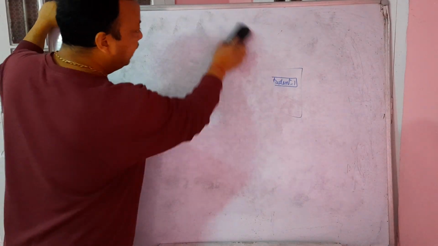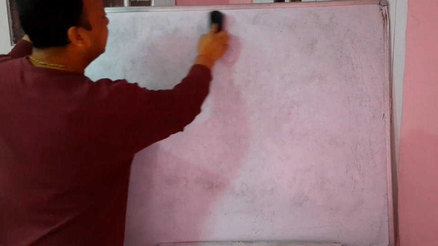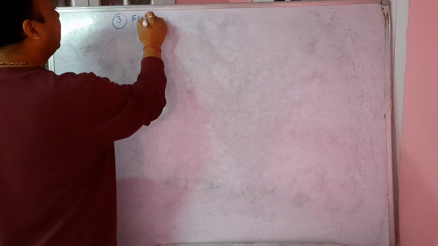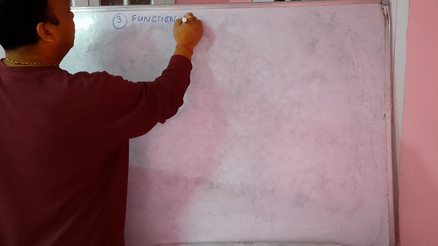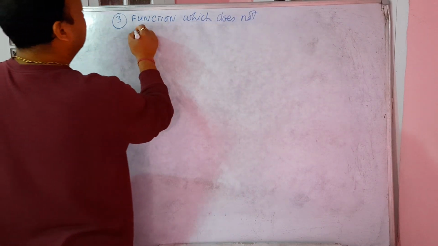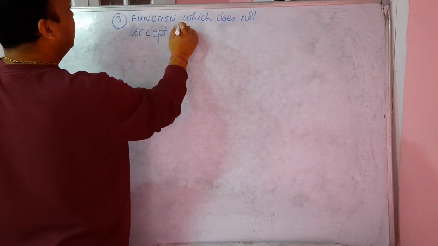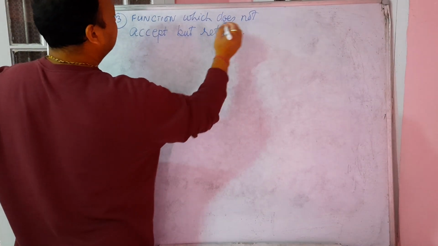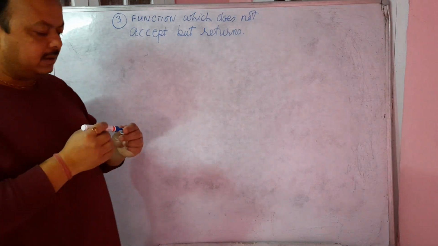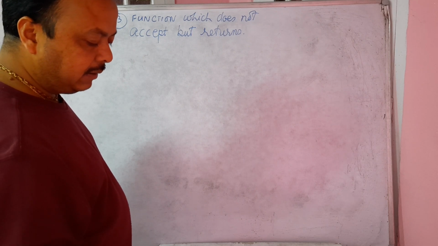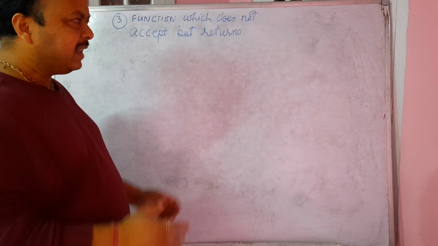Next we can look at the third type, and the third type of function is a function which does not accept but returns. It does not accept parameters, but it returns. There are requirements sometimes where you may require some function to return or provide a specific value.